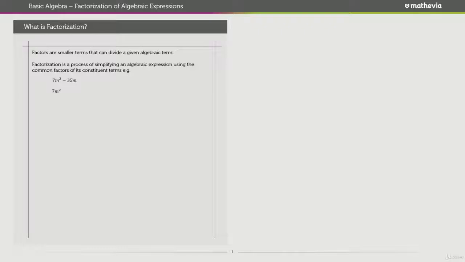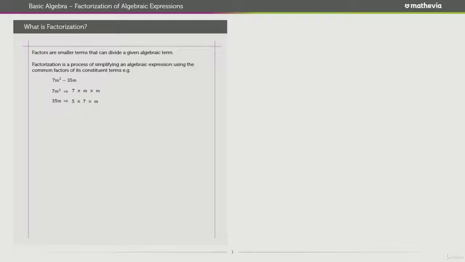So 7m squared, and I'm going to draw out the factors of 7m squared. What are the factors of 7m squared? We have 7 times m times m. These are the smaller terms that would divide 7m squared. It will be divided by 7 and by m, so we just break it down: 7 times m times m. Now what about 35m? Let's give it a go. 35m would be divided by 5 times 7 times m. So we break it down to 5 times 7 times m.